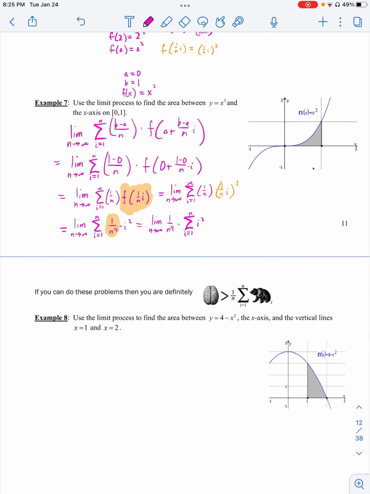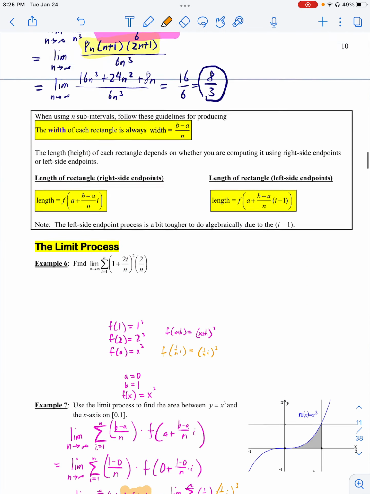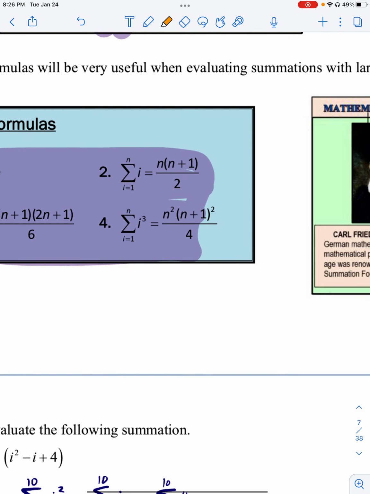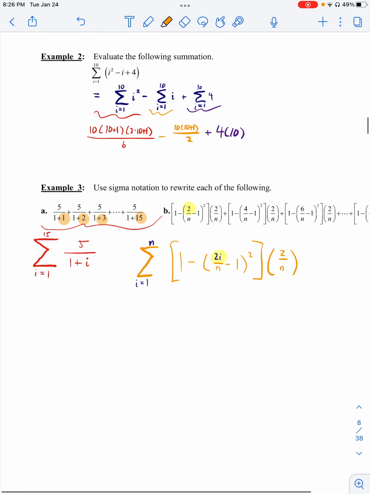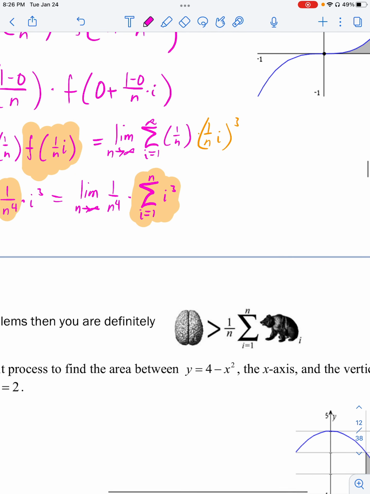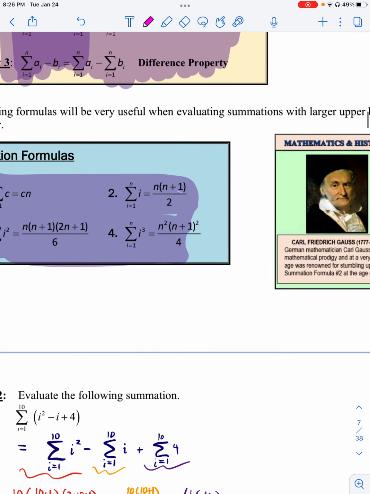All right, so now I've just got to evaluate this sum right here. So let's go up to my pink sheet, well, your guys' pink sheets. The sum from i equals 1 to n of i cubed is n squared times n plus 1 squared, all over 4. I just got that formula from my pink sheet.